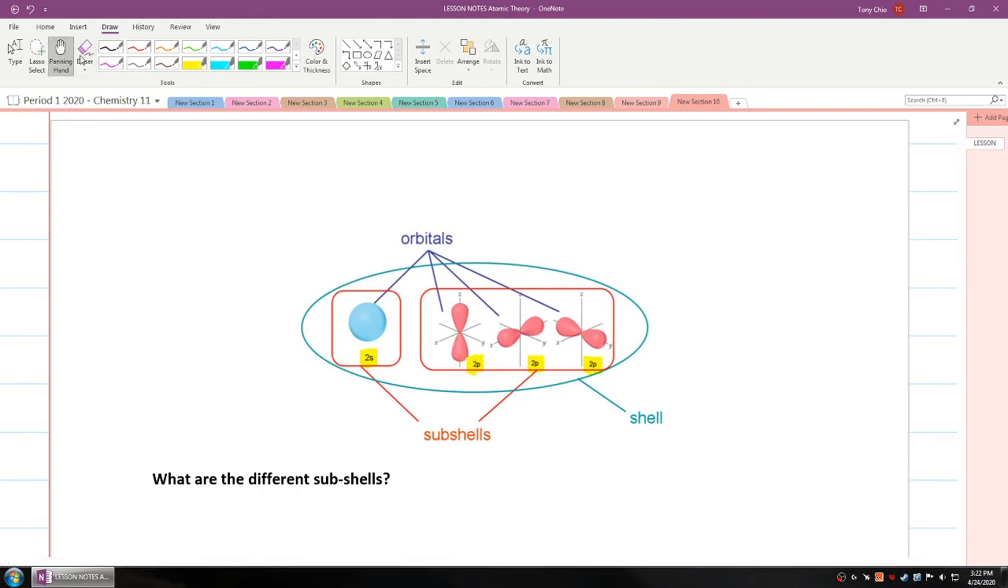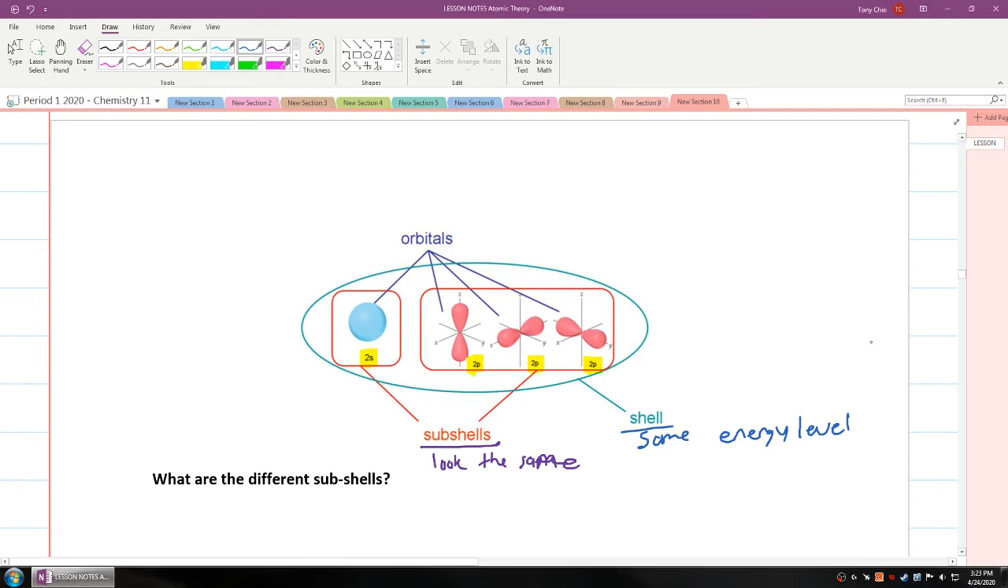The last thing we've got to talk about is shell. A shell is a set of all orbitals that have the same energy level. They're all energy level 2. A subshell is a set of orbitals that have the same look. So in this case, they look the same. We have a subshell here called S. We have a subshell here called the P's. So they look the same. Well, shell just means they're in the same energy level.